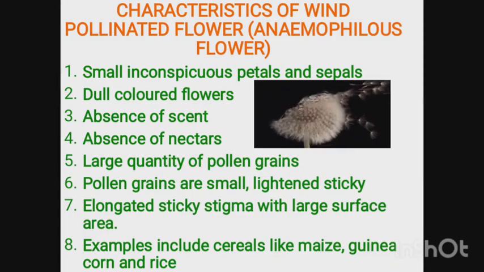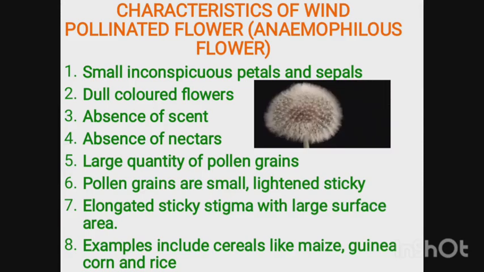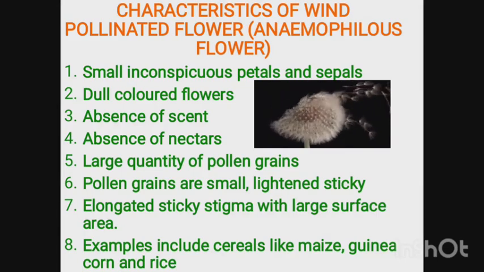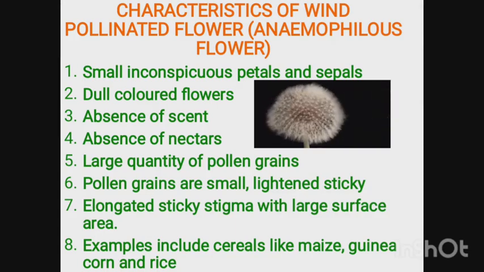Absent of scent, absent of nectar. Number four, they have large quantity of pollen grains. Unlike the insect pollinated flowers, this one has large quantity of what? Pollen grains. And number six, the pollen grains are small, lightly sticky. Not too sticky like the insect one, but just lightly sticky.